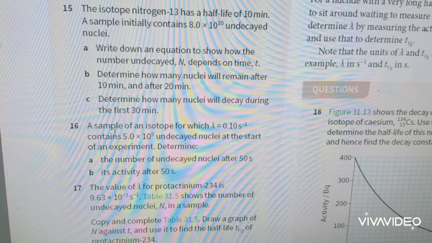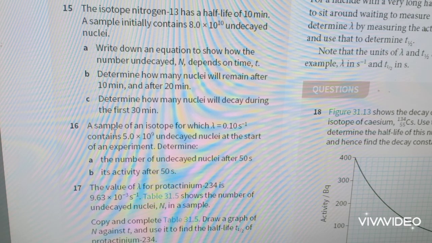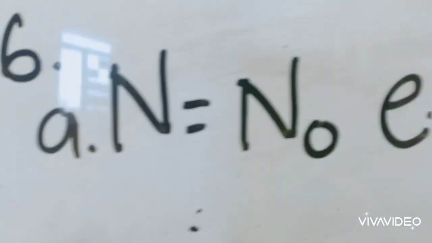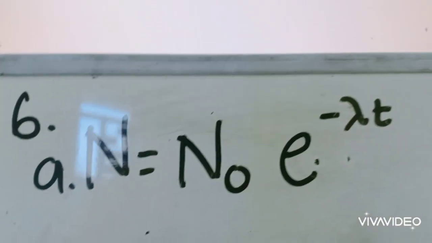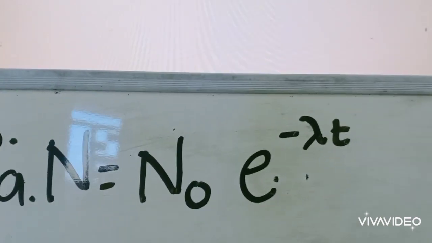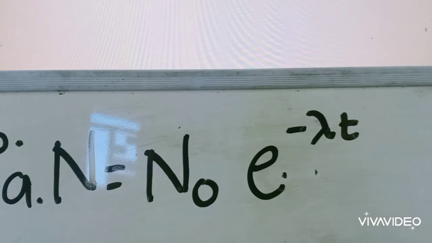Next, number 16. A sample of an isotope for which lambda is equal to 0.1 per second contains 5 times 10 to the power of 9 undecayed nuclei at the start of an experiment. Determine A, the number of undecayed nuclei after 50 seconds. For this one, we can use the formula of the equation of decayed nuclei, which is this one. N equal to N0 times e to the power of negative lambda times t.